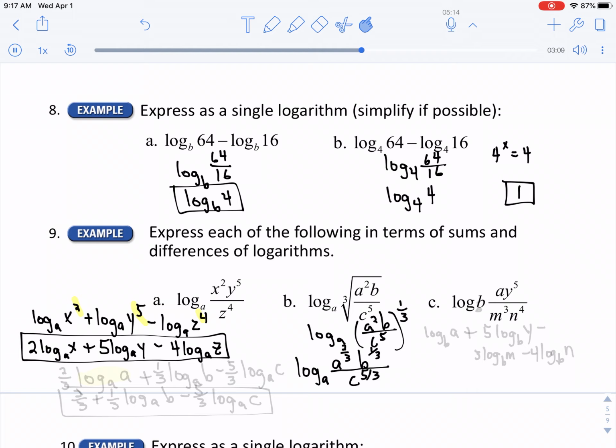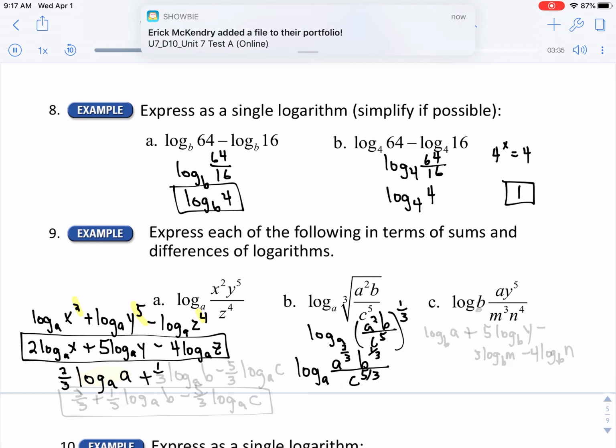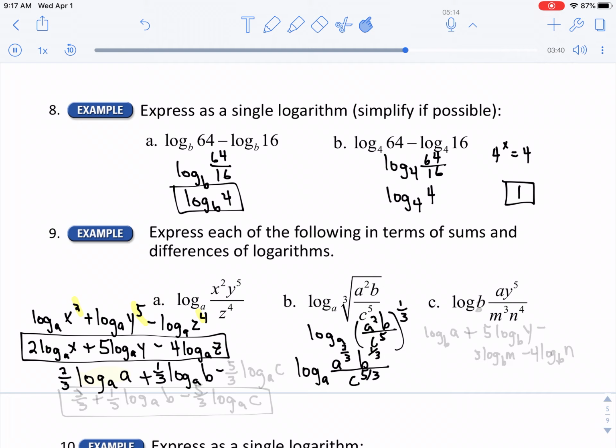All right, now that I've got everything cleaned up, I can write my answer. I'm going to move it over here. So I'm going to do it all in one step now. My exponent, 2/3, goes to the front, so I get 2/3 log base a of a plus 1/3 log base a of b minus 5/3 log base a of c. Still not quite done.